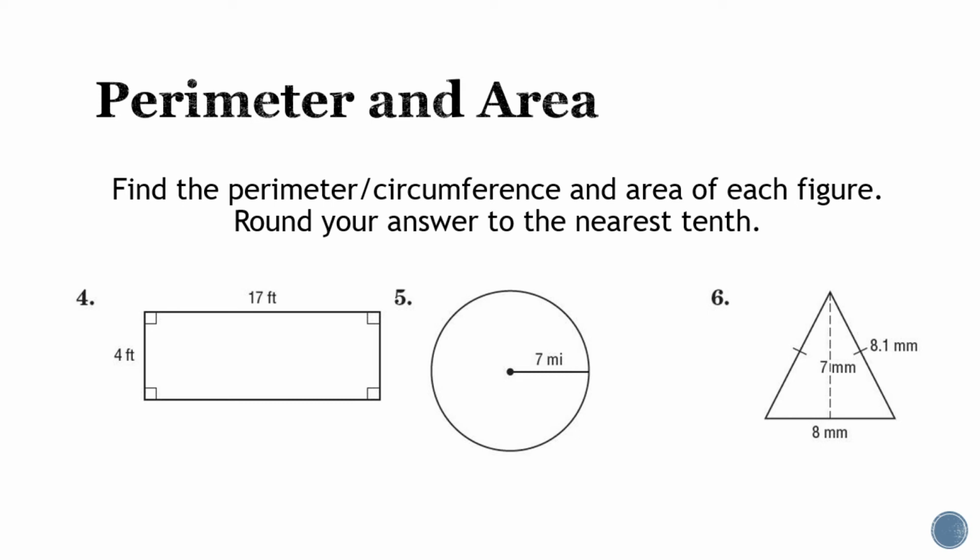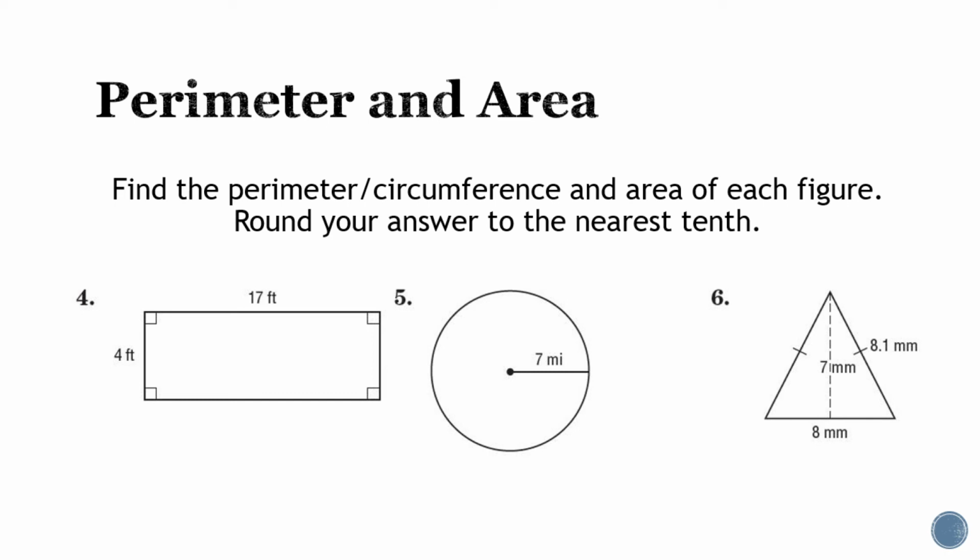Okay, find the perimeter / circumference of each figure. So the first one is a rectangle. So for this one, we are going to multiply each side by 2. So we'll get 8 plus 34, and then we'll just add those two together. So 8 plus 34 is 42 feet. So that's our perimeter. Our area is 4 times 17. 4 times 17 is 68. 68 feet squared.